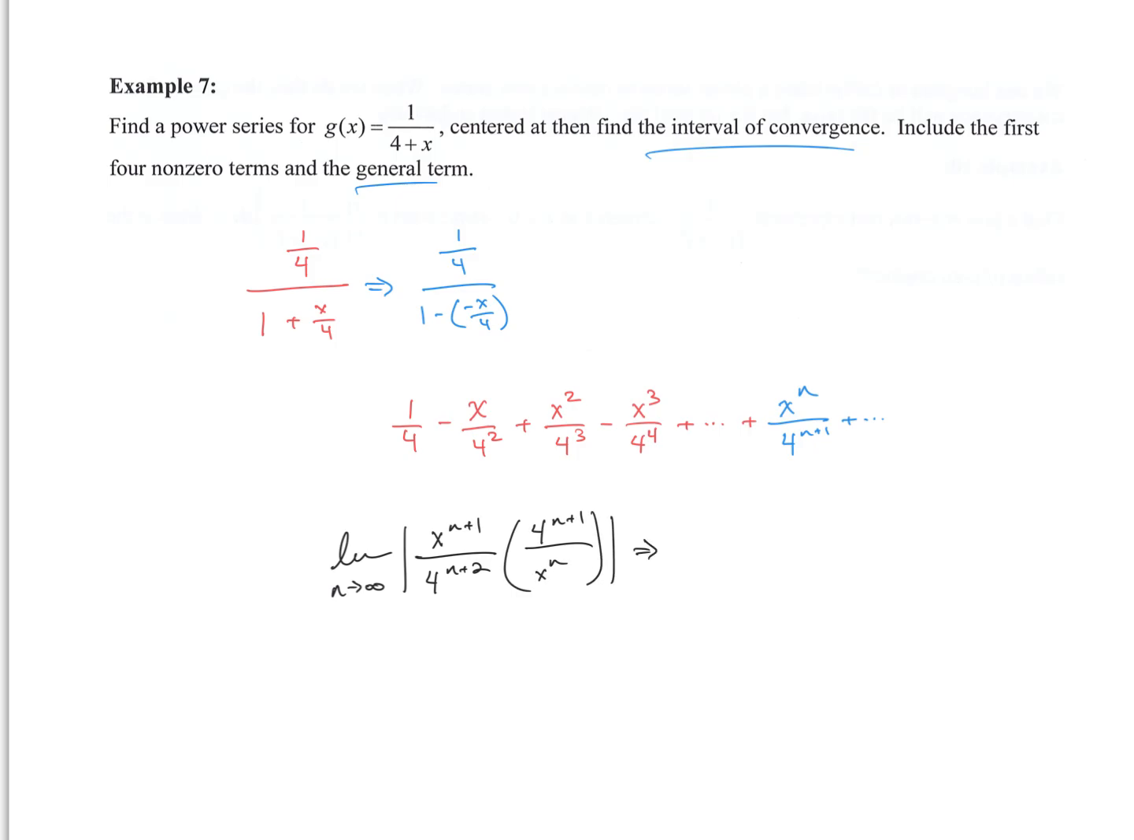All right. And so now what am I left with up top? An x over 4, which happens to be what? Less than 1. And so what do I want it to actually be? Absolute value of x is less than 4. So what's my radius? 4. And so what's my interval of convergence? Negative 4 to 4.